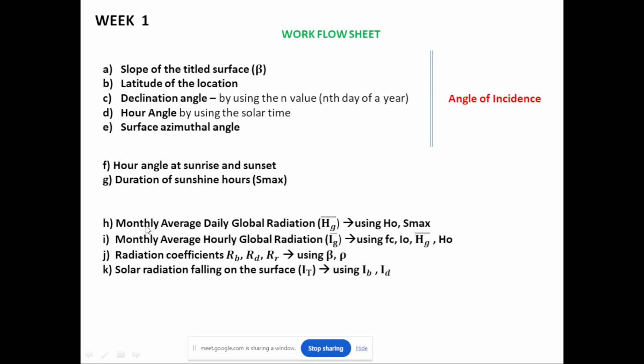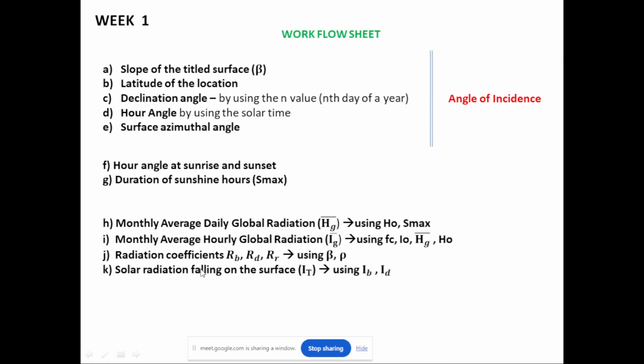Then we calculated the monthly average daily global radiation Hg bar using H0 and S max. Then we went on to talk about hourly global radiation Ig bar using Fc, which is the tilt factor, I0, Hg bar, which we calculated from the previous step, and H0. Then we calculated the radiation coefficients, Rb, the conversion factor for beam radiation, Rd, the conversion factor for diffuse radiation, and Rr, the conversion factor for reflected radiation, using the value of beta and rho. Rho is basically the reflective coefficient. Its value was 0.2 in case of ordinary ground, and 0.6 in terms of snow covered ground.